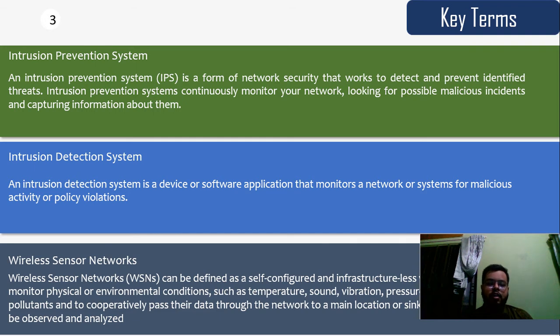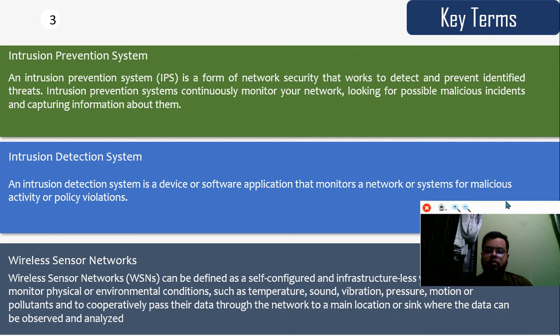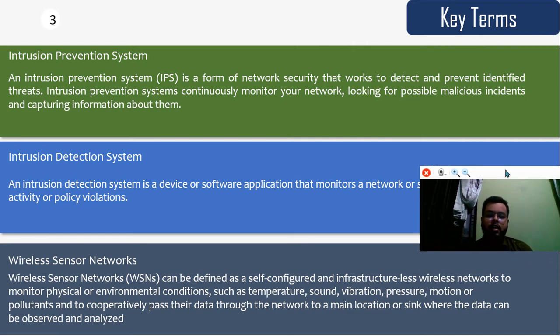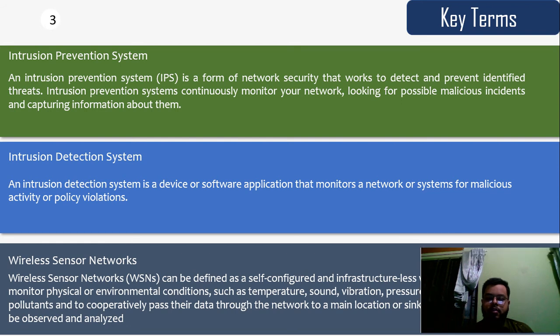Another term is wireless sensor network. Wireless sensor networks can be defined as self-configured and infrastructure-less wireless networks to monitor physical and environmental conditions such as temperature, sound, vibration, pressure, motion, and pollutants, and to pass their data through the network to a main location where the data can be observed or analyzed. These three topics are going to be very crucial for this research paper presentation.